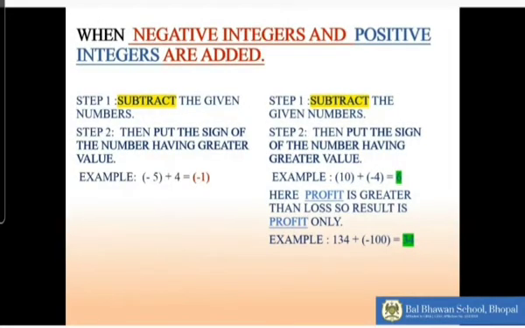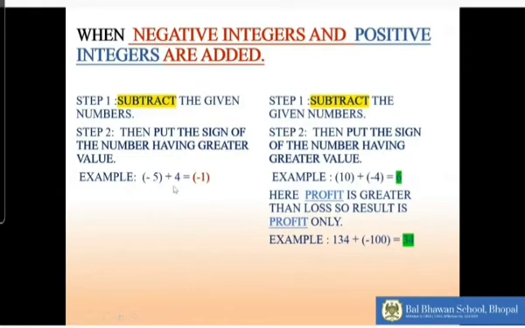Now, let us talk about when negative integers and positive integers are added. Step 1: subtract the given numbers. Then put the sign of the number having greater value. Here minus 5 and plus 4 are being added. I am going to subtract 5 minus 4, which is going to give me 1. But since 5 has a minus sign and 5 is the bigger number, its sign is going to come in the result. That is the reason I am getting the answer as minus 1 over here.